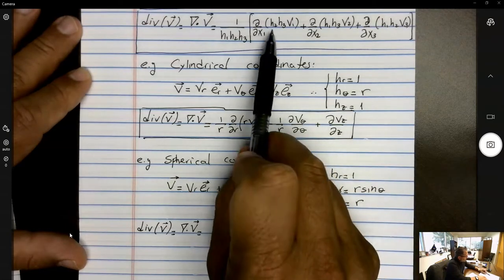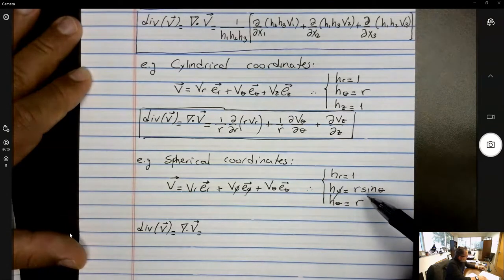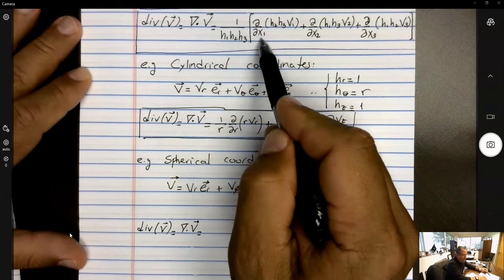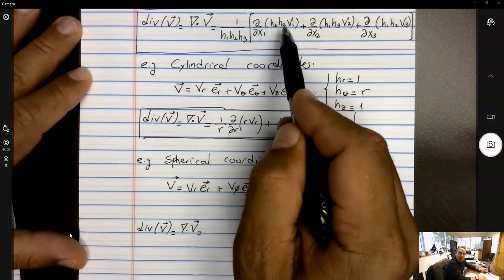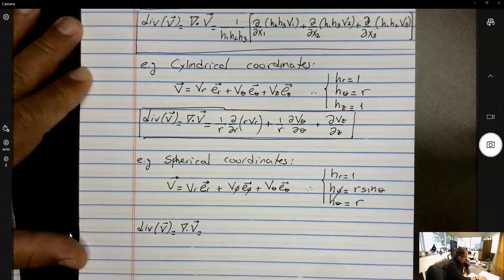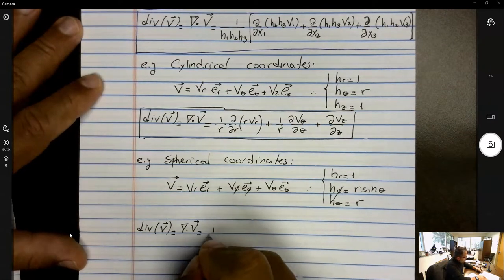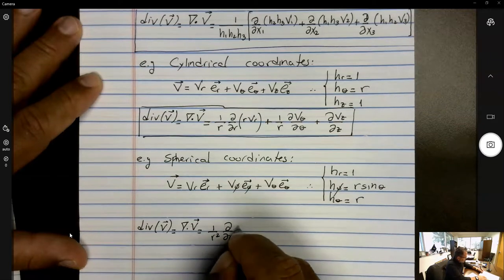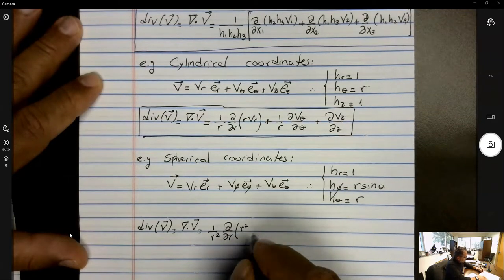And then let's look at the first one. H2 and H3 is R squared sine of theta. But the sine of theta will come out of the differential because this is the derivative with respect to R. So theta is a constant, it comes out and cancels with the sine theta in the denominator. So the first term is going to be 1 over R squared, d/dR of R squared V_R.